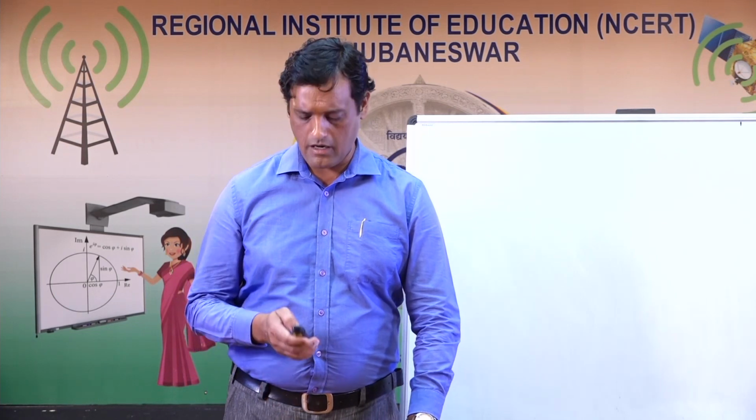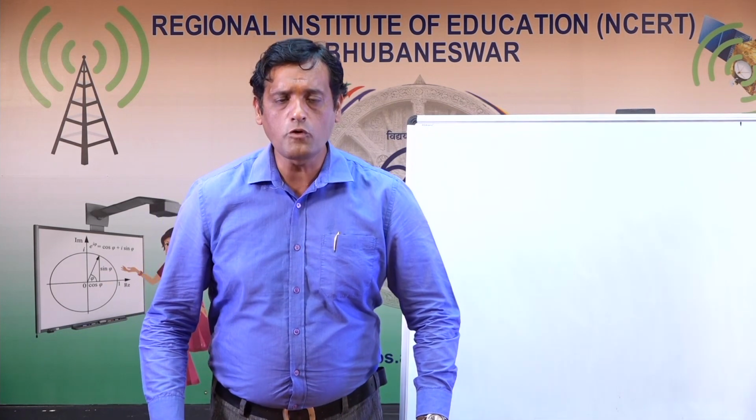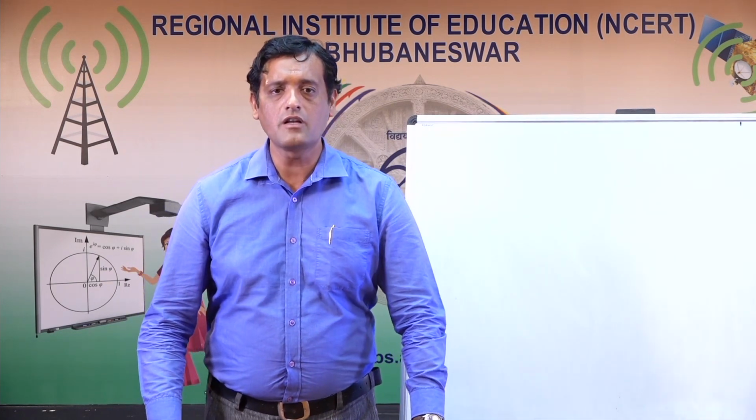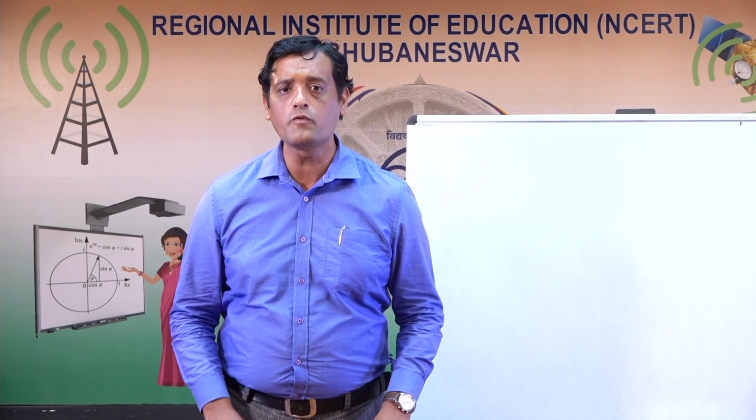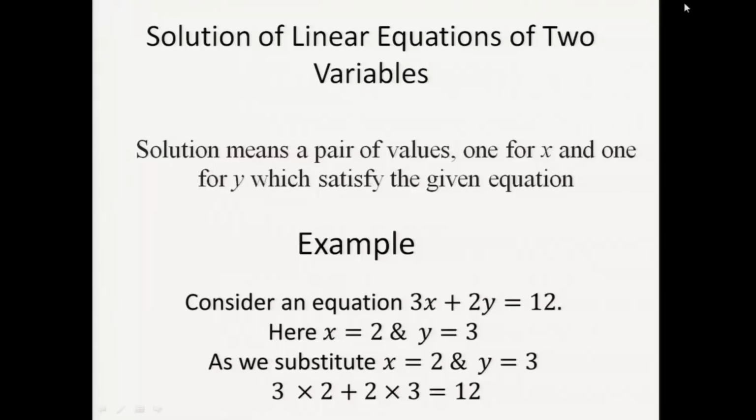Now let's go ahead with today's class. Today we will learn how to find the solution of a linear equation of two variables. What do we mean by the solution of a linear equation of two variables? It means a pair of values. Here we have two variables, one is x and the other is y, and both these variables must satisfy our equation. Whatever equation you have, it must satisfy it. So a solution means a pair of values, one for x and one for y, which satisfy the given equation.